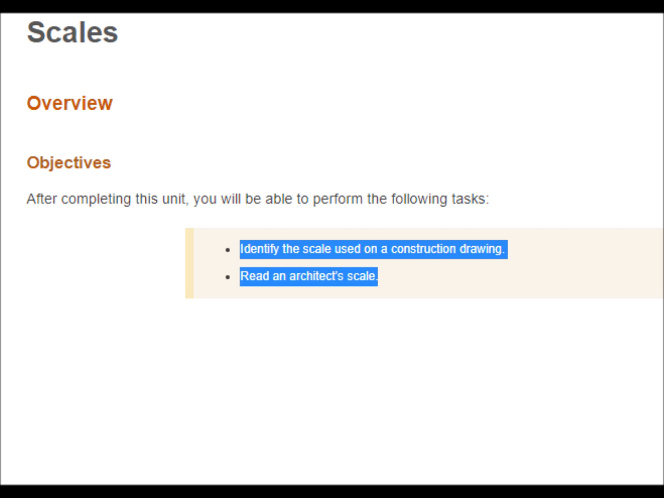Scales. After completing this unit, you will be able to perform the following tasks. Identify the scale used on a construction drawing. Read an architect's scale. Scale drawings.